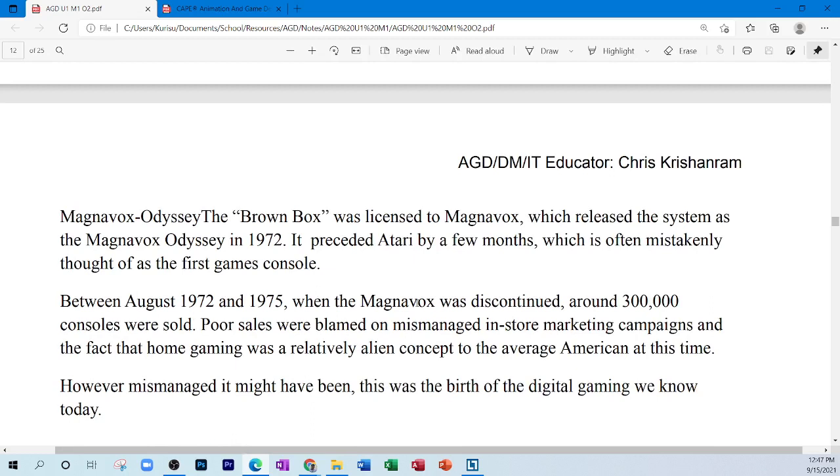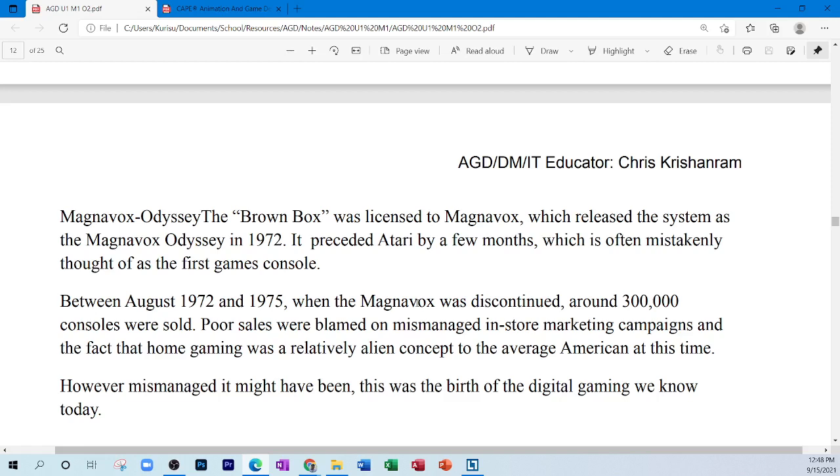Magnavox Odyssey. The Brown Box was licensed to Magnavox, which released the system as the Magnavox Odyssey in 1972. It preceded Atari by a few months, which is often mistakenly thought of as the first games console. Between August 1972 and 1975, when the Magnavox was discontinued, around 300,000 consoles were sold. Poor sales were blamed on mismanaged in-store marketing campaigns and the fact that home gaming was a relatively alien concept to the average American at this time. However mismanaged it might have been, this was the birth of digital gaming as we know it today.